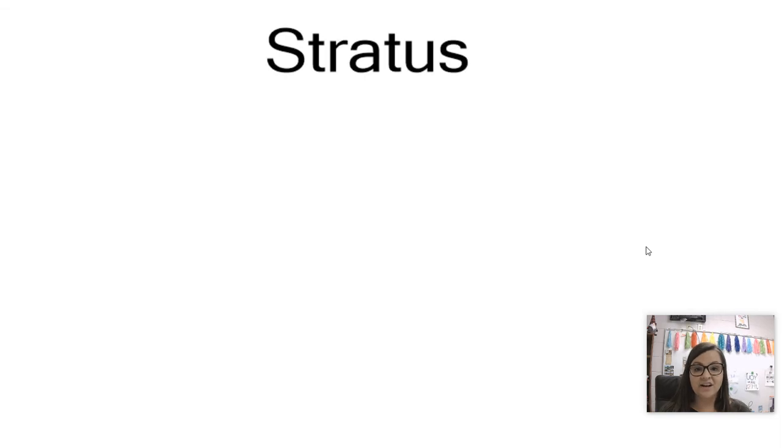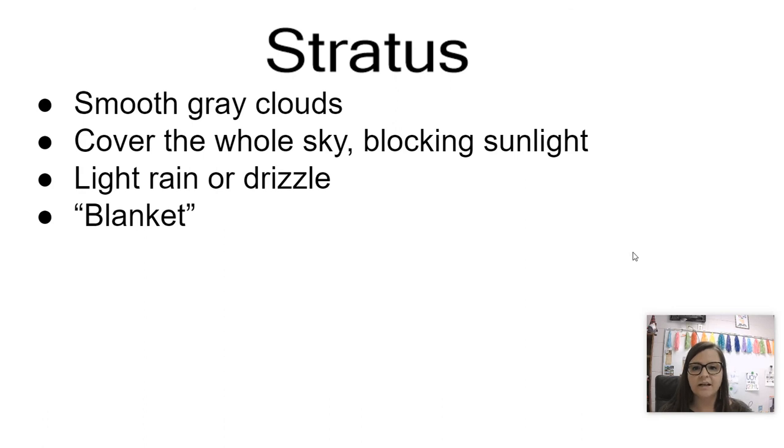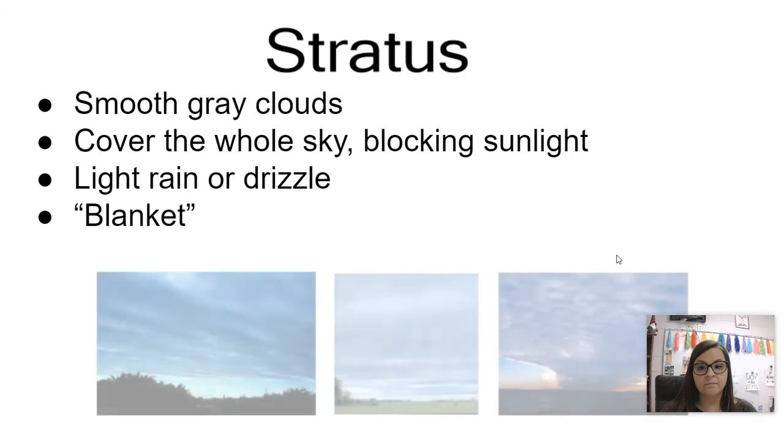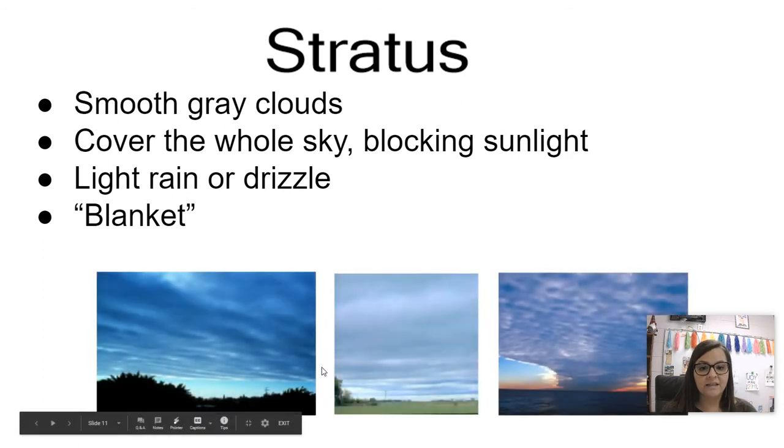And our last cloud are stratus clouds. These are the ones that look like blankets across the sky. So a smooth gray cloud covers the whole sky, blocking the sunlight with a light rain or drizzle. So blanket-like layers.